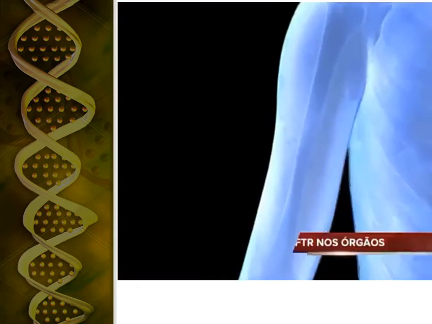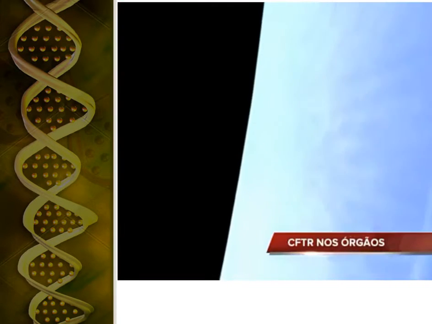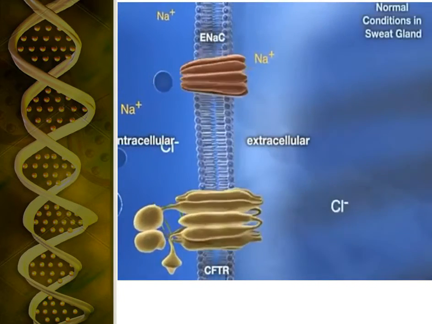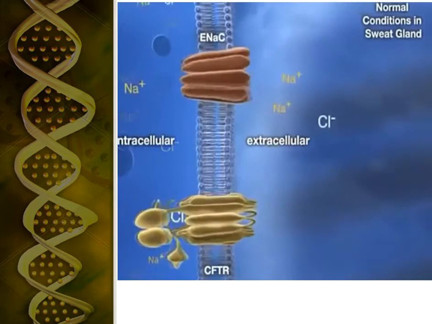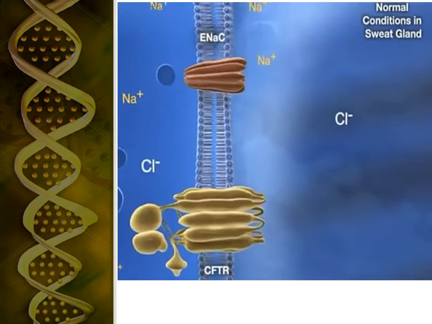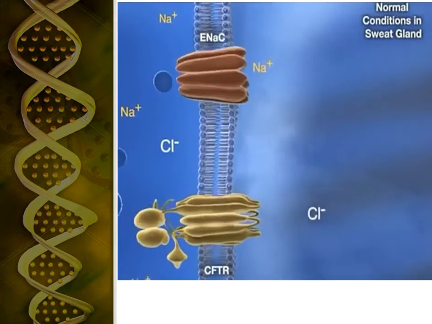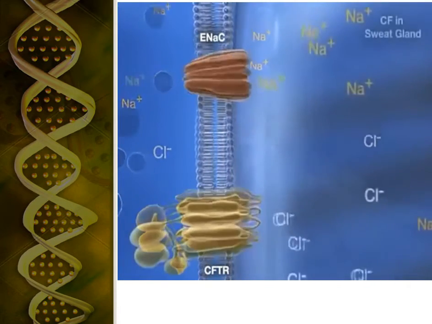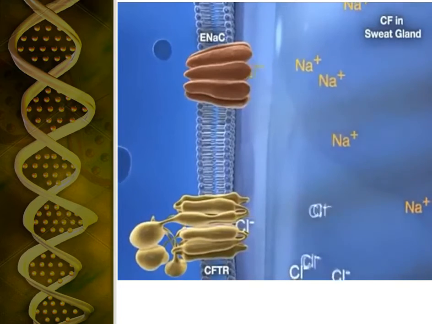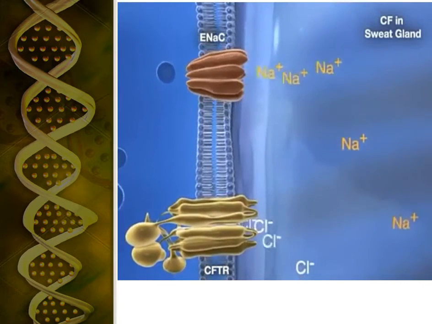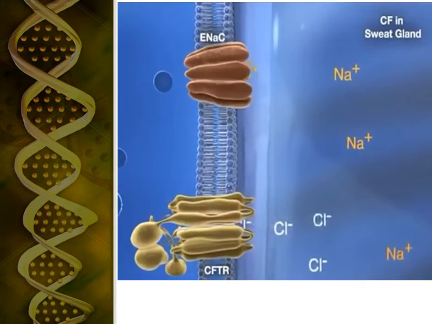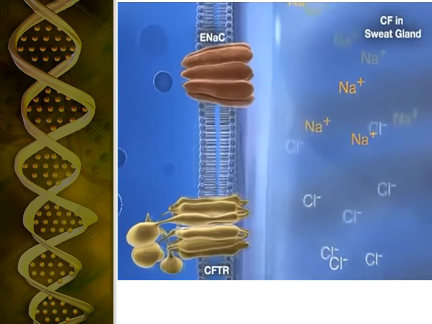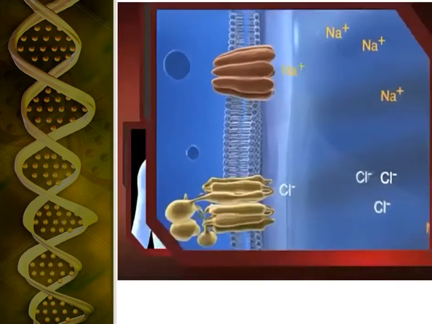In the sweat glands, cystic fibrosis transmembrane conductance regulator, CFTR, is a major mediator for chloride absorption. Under normal conditions, chloride and sodium ions are reabsorbed via CFTR and sodium channels respectively. In cystic fibrosis, chloride reabsorption is diminished due to impaired or absent CFTR protein, and sodium uptake is also reduced, resulting in increased sodium chloride in the sweat.